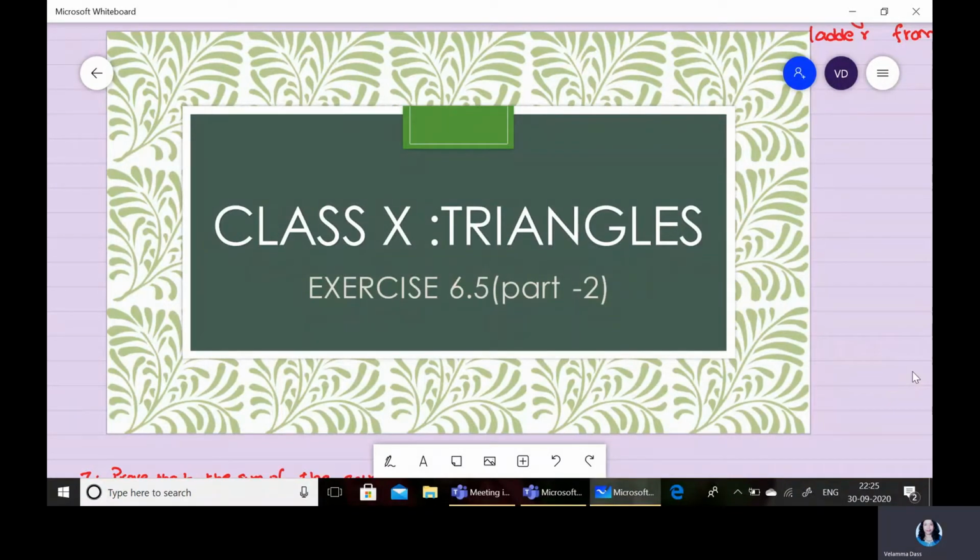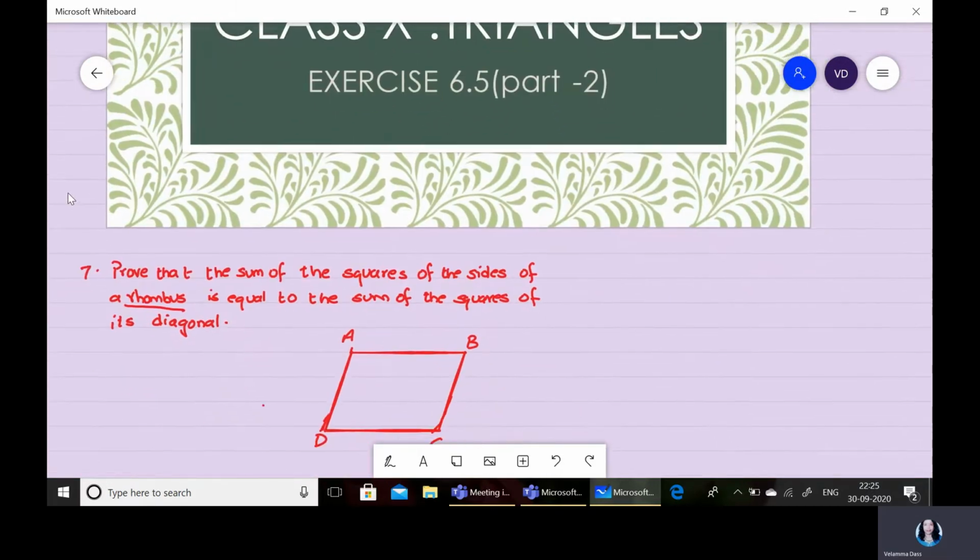Hello students. So we are going to start with class 10 triangles exercise 6.5 part 2. 6.5 basically deals with Pythagoras theorem and the converse of Pythagoras theorem, and in the previous exercise we learned about similarity of triangles. So let's start with question number 7.